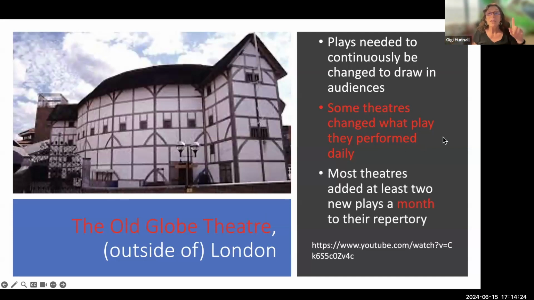Most theaters added at least 2 new plays a month to their repertory theater. So they've got like these 7 plays going, and then they add 2 more. Now we've got 9 plays going, and then they add 2 more. And maybe we'll go back to the first one and show this again. But they had to have a lot of costumes and a lot of time. And they had to be able to memorize quickly, again, with the iambic pentameter that helped them memorize more quickly.